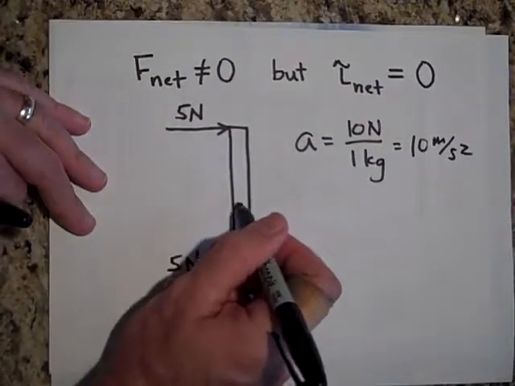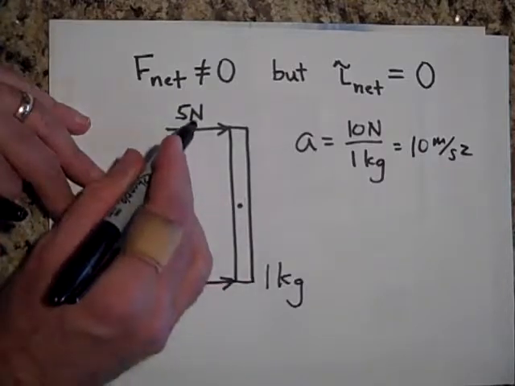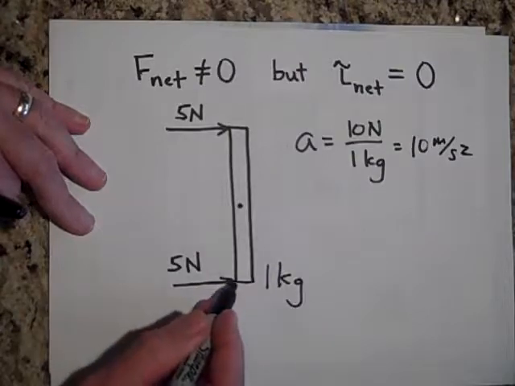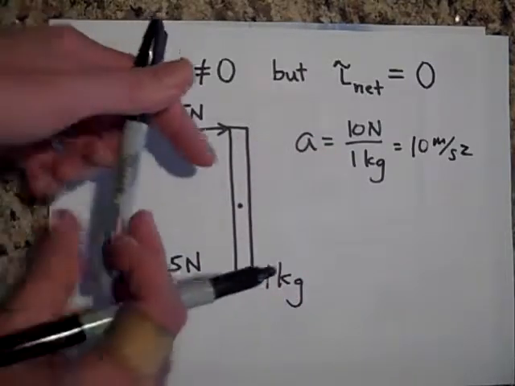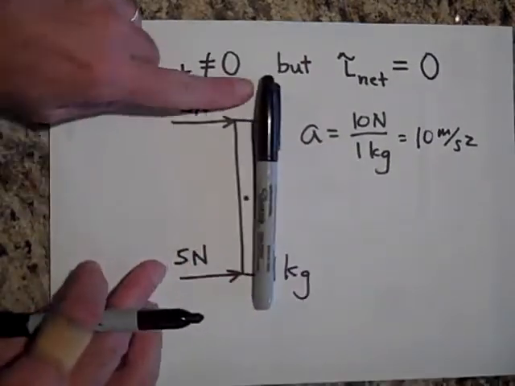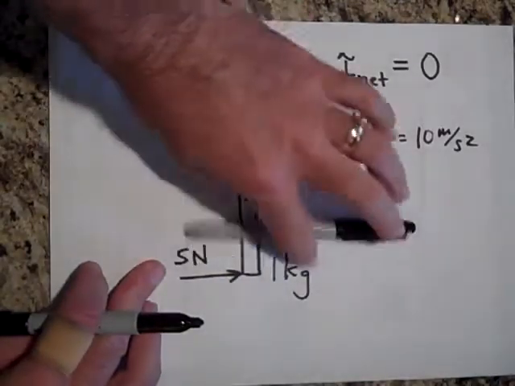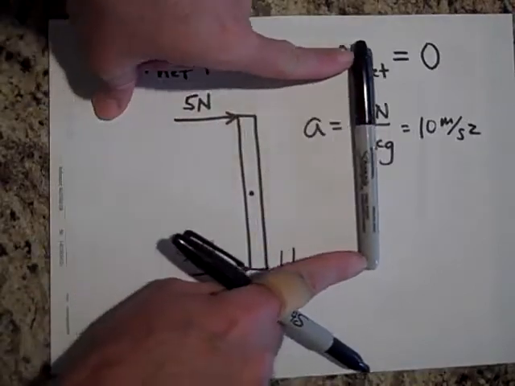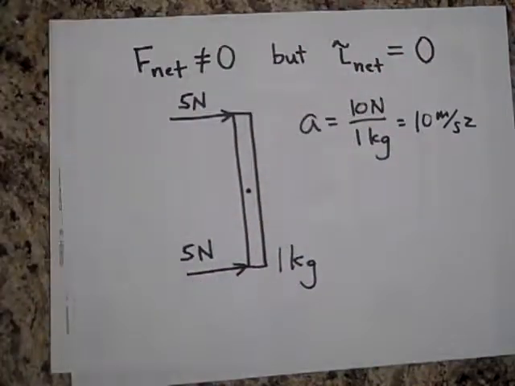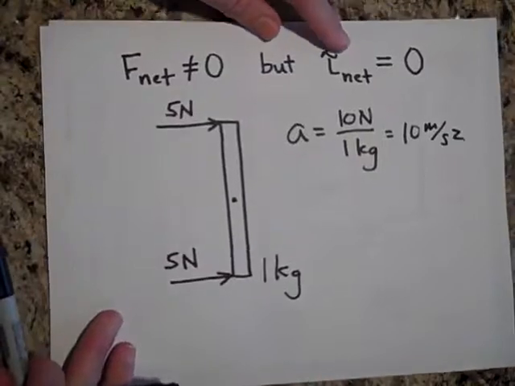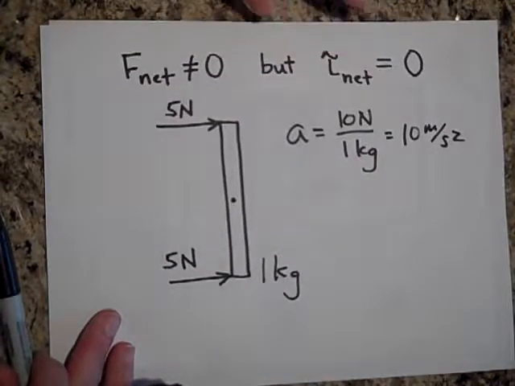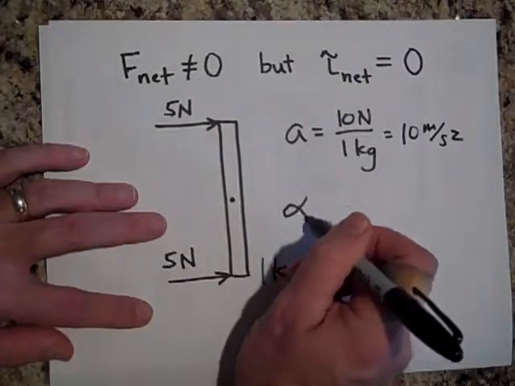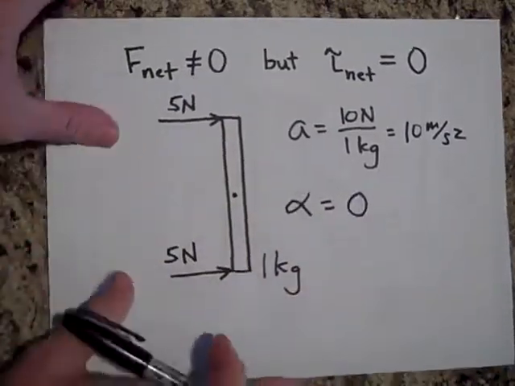Why is the net torque 0? About that axis, do you see how this one is trying to rotate it clockwise and this one's trying to rotate it counterclockwise? So if you just put one force on there, it does rotate. But if I put 2 forces on there, then it doesn't rotate. That's because there is no net torque, but there is a net force. So alpha is equal to 0.